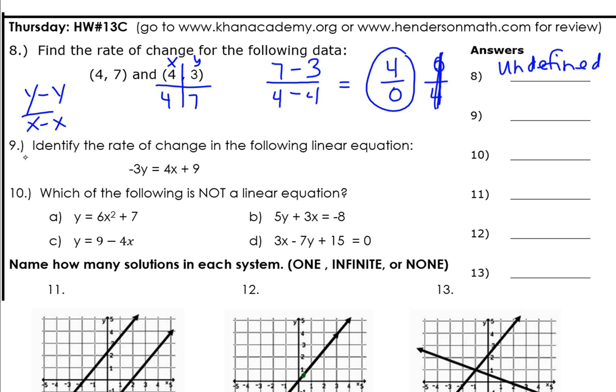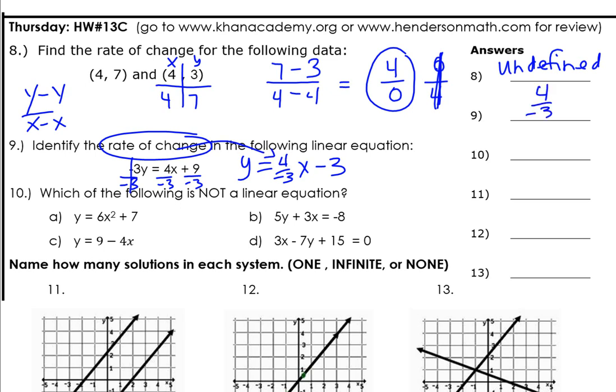All right, number 9. Identify the rate of change. I need to do some manipulating here to get y by itself, right? So I divide everybody by the coefficient so that my y can be alone. 4 divided by negative 3 is not a whole number, so I leave it in fraction form. 9 divided by negative 3 is negative 3. I did lots of math, but I'm only interested in one answer, and that's the rate of change, or the coefficient of x. 4 over negative 3. Do not write the x.